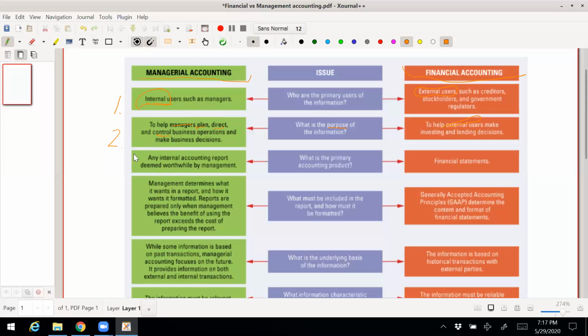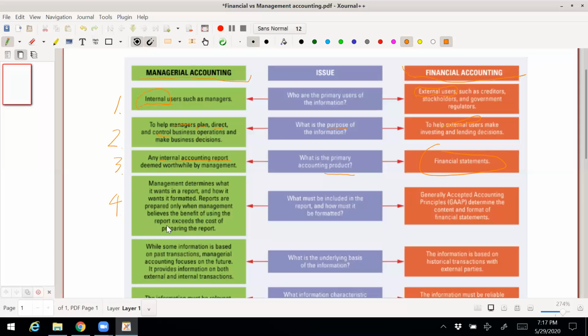The third difference is what you will get from financial accounting or managerial accounting. For financial accounting, you already know the financial statements, like the balance sheet and income statement. And for managerial accounting, we also get a lot of reports, but basically internal reports: your purchases, your sales, your budget, and your evaluation, those things.